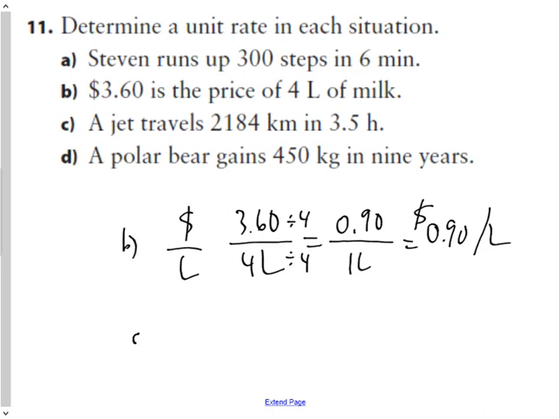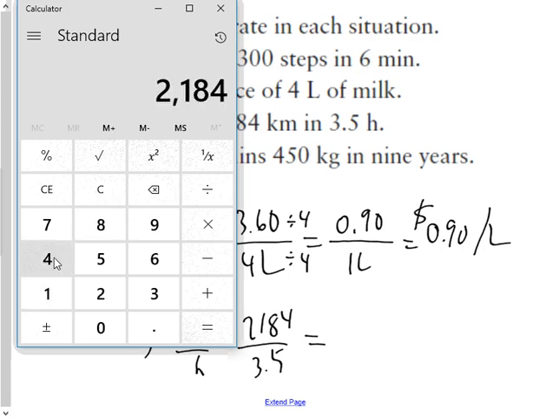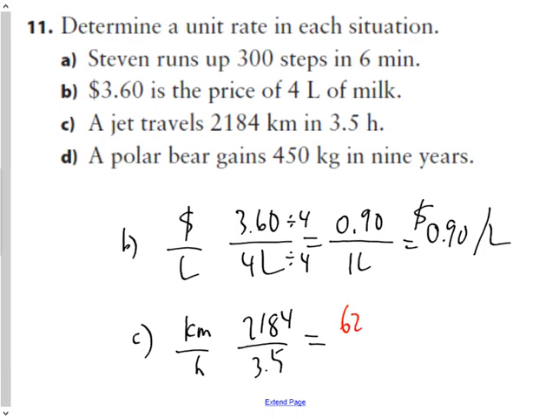Question C, a jet travels 2,180 kilometers in 3.5 hours. Do I want kilometers per hour or hours per kilometer? When I ask that question, I'm pretty sure it's kilometers per hour. So I'm going to keep that as my orientation. 2184 over 3.5. When I divide 2184 by 3.5, I get 624 in 1, which means my unit rate is 624 kilometers per hour.